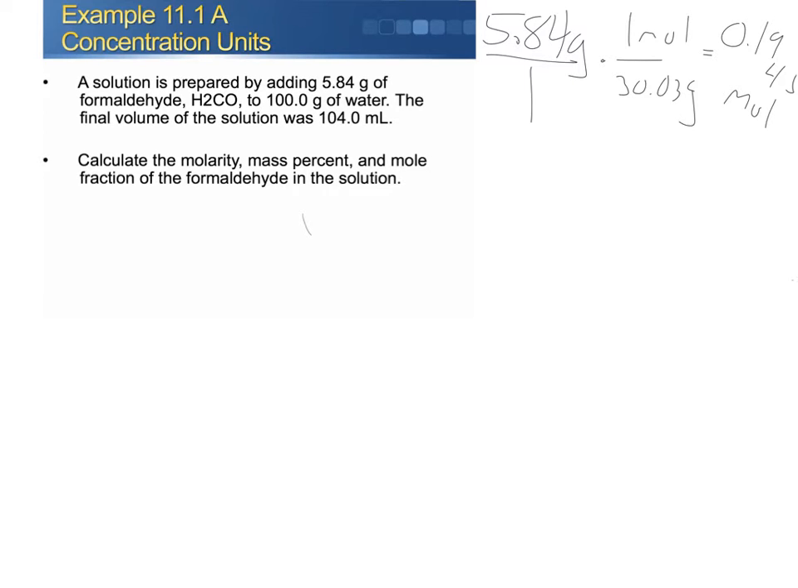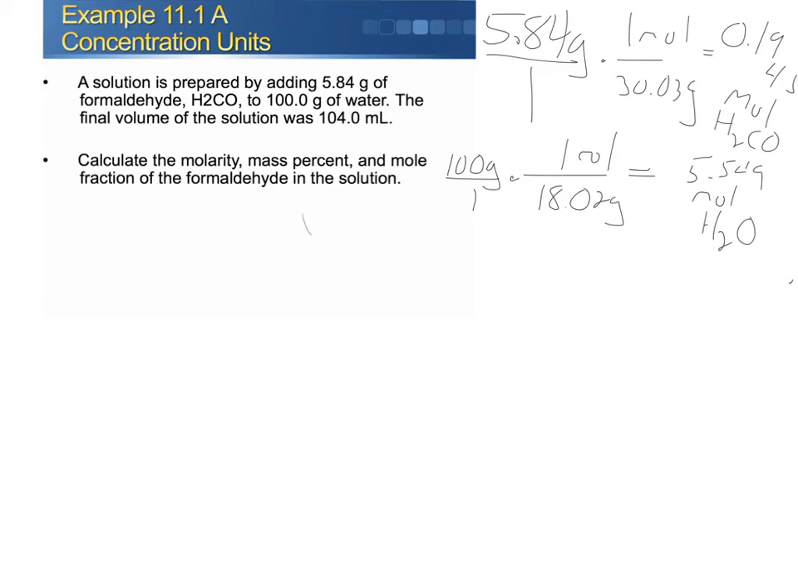We're going to do mole fractions, so we need the water as well. We have 100 grams of water, at 18.02 grams per 1 mole of water. That's going to give me 5.549 moles of water. So we have the moles of both, and let's see if that's enough to get us where we need to go. The first thing here is molarity.